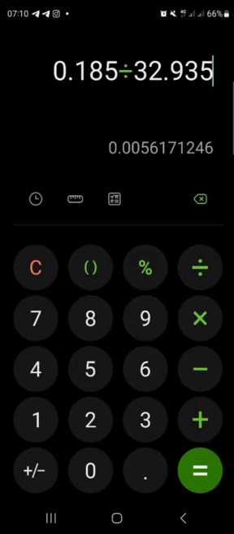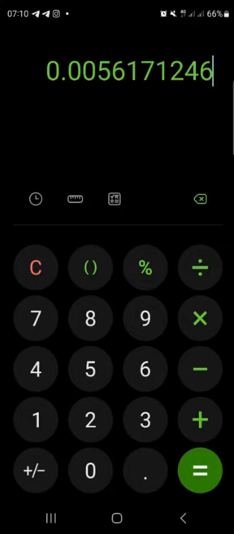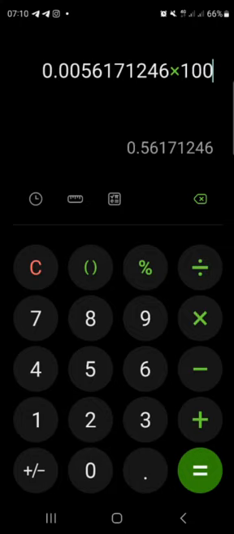32.935. So like I always say, this is actually the stop loss or your percentage, but to get it in percentile, you multiply by 100. So 0.56, I approximated to 0.6. I'm sure we all know how to approximate and how it works. Make sure when you're doing this, you approximate to get the best figure.